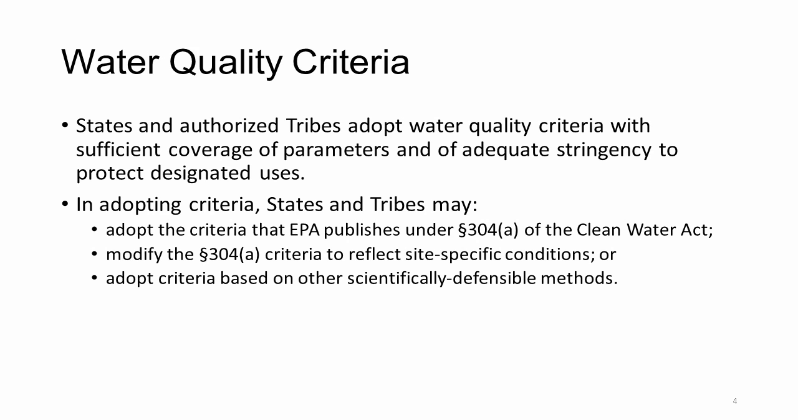So the second required element of our standards are the criteria, and criteria are basically the level of pollutant that that water body can handle and still achieve that designated use. States and tribes will adopt these, and they are intended to be stringent enough so those designated uses can still be met. And so there are basically 3 options for states and tribes in adopting criteria.